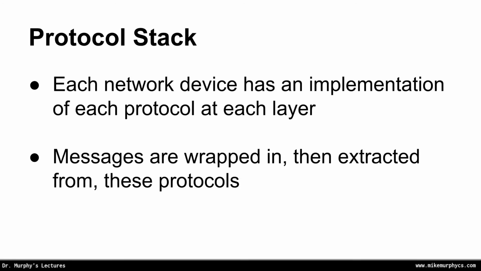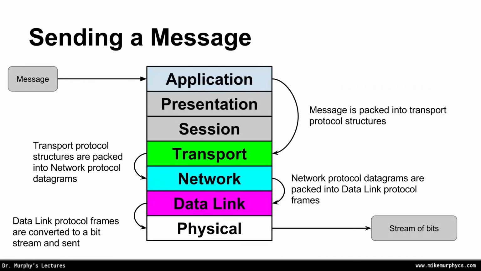The messages that we're trying to send from one place to another are wrapped in and then extracted from these protocols. So if I send a message, that message is going to be sent at the application layer, and the application layer is going to do whatever it's going to do, and it's going to wrap that message into some transport protocol structures. The transport protocol structures are going to get packed into network protocol datagrams. The network protocol datagrams are going to be packed into data link protocol frames, and the data link protocol frames are going to be converted into a bit stream sent over some kind of physical medium, and the result is going to be a stream of bits on that physical medium.